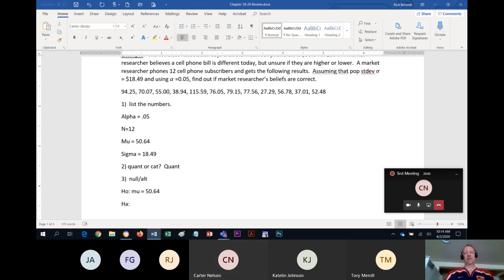Then the alternative is mu, but with the slash through the equals sign, 50.64. I don't know what to call that. Not equal. It's hard for me to draw the not equal sign, so I use a greater than and a less than sign together. Or some people do this, not equal to $50.64. Does anybody disagree? Okay, well done, Carter and Caitlin. Next step.